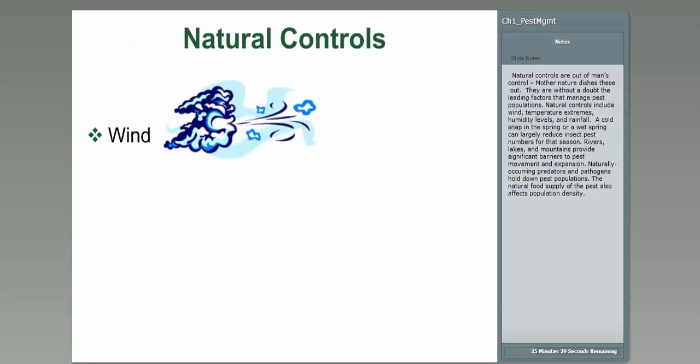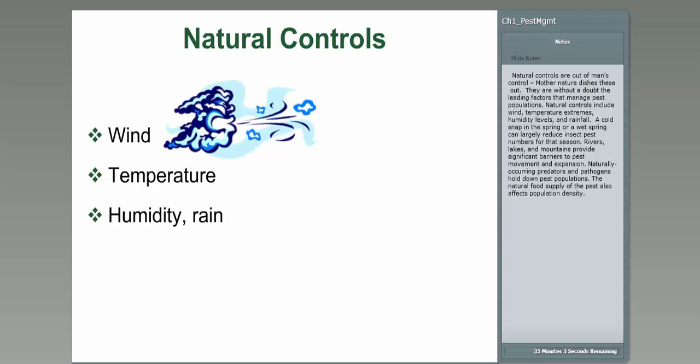Natural controls are out of man's control. Mother Nature dishes these out. They are without a doubt the leading factors that manage pest populations. Natural controls include wind, temperature extremes, humidity levels, and rainfall. A cold snap in the spring or a wet spring can largely reduce insect pest numbers for that season.